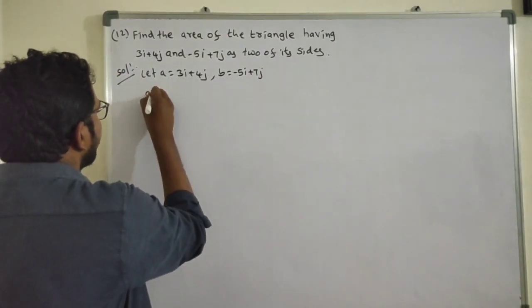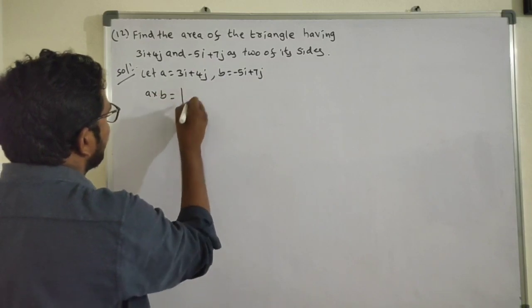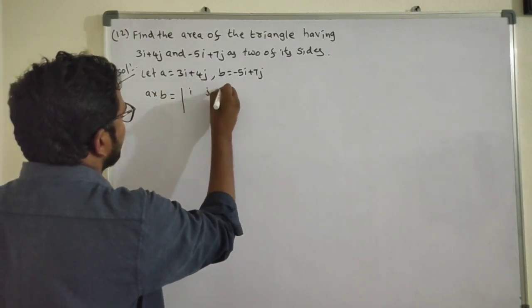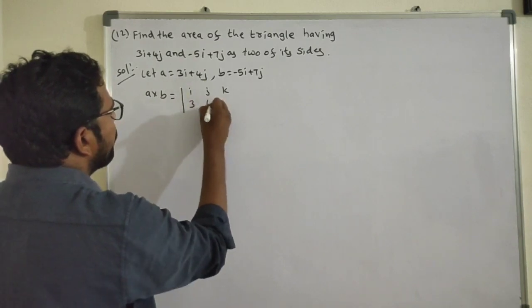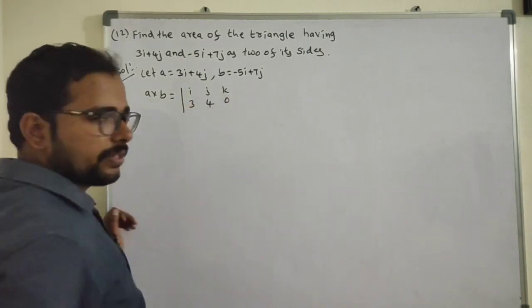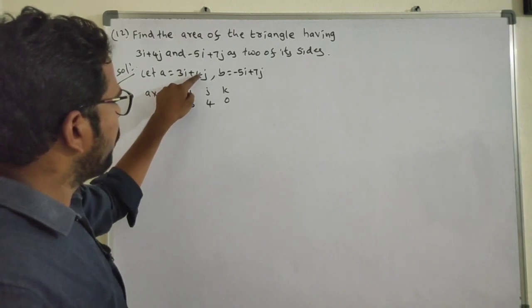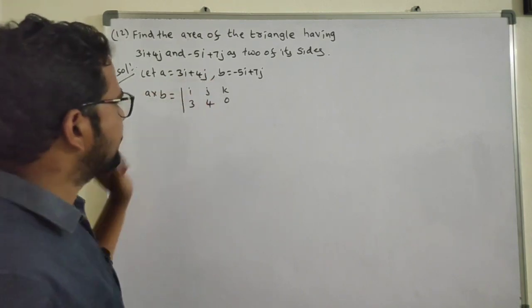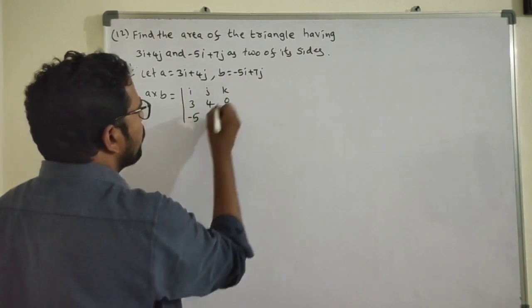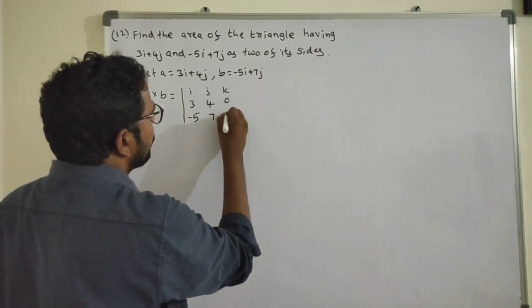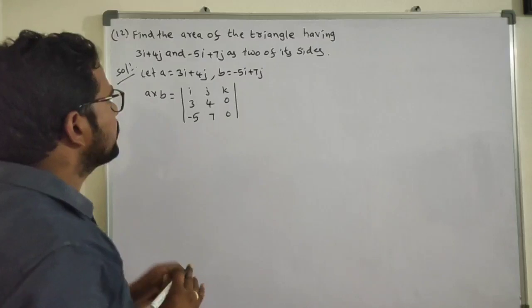Find a cross b. a cross b is equal to the determinant i j k. What is the i coefficient? 3, j coefficient 4, k coefficient 0. We don't have a k term, so take that as 0. Here the i coefficient is minus 5, j coefficient 7, k coefficient also equal to 0.